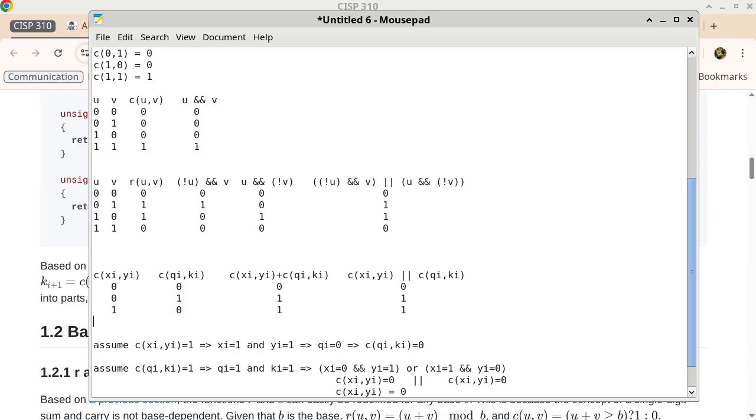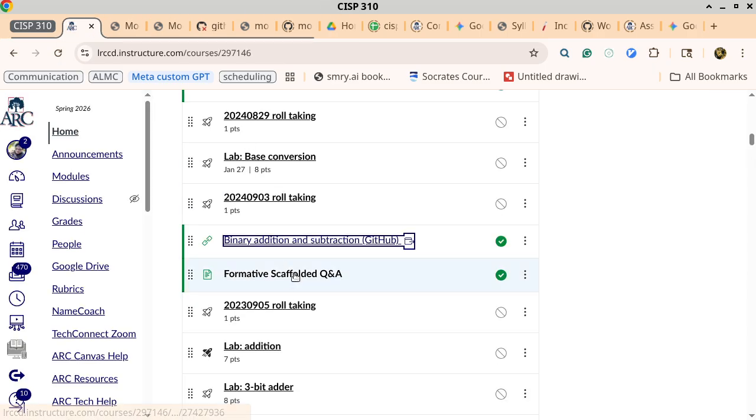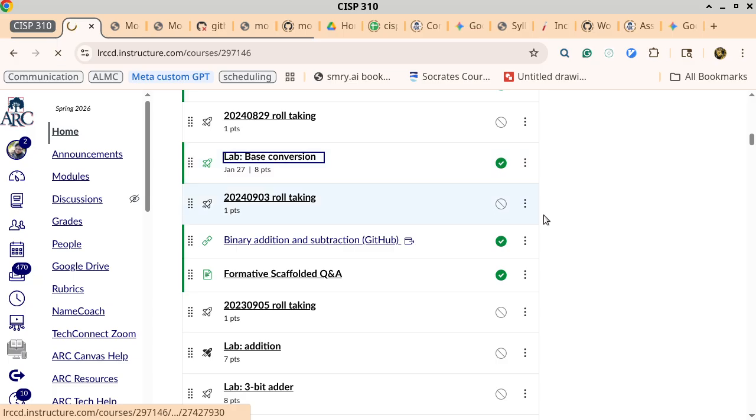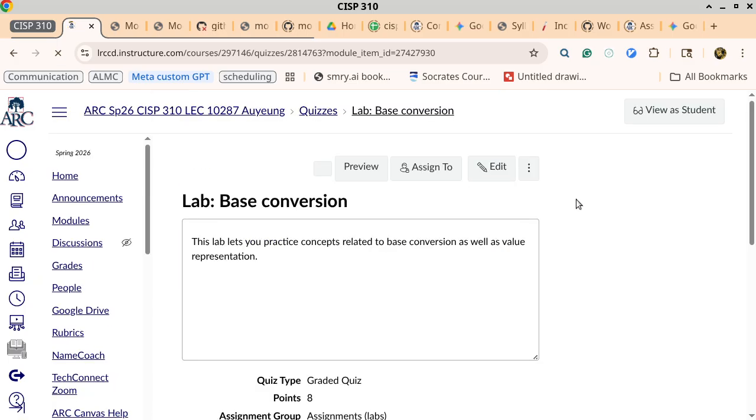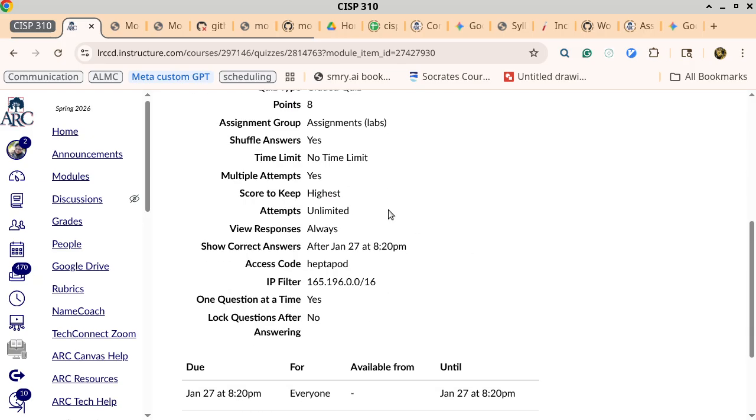All right, so I'm going to give you the access code of today's lab, and then we're going to go to the lab. It's base conversion for today. I set up the time already. There are only 8 questions, and it is based on what we learned a little bit earlier today.